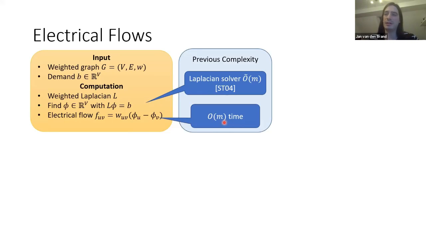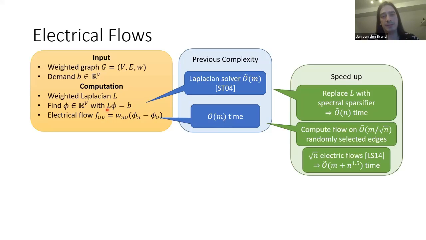How can we speed this up by doing approximations? The first trick is that when we have this Laplacian here, we replace it by a spectral sparsifier. While this Laplacian might be quite dense, with m non-zero entries, the new one only has n, the number of vertices, many non-zero entries. So running the Laplacian solver on the spectral sparsifier is more efficient.